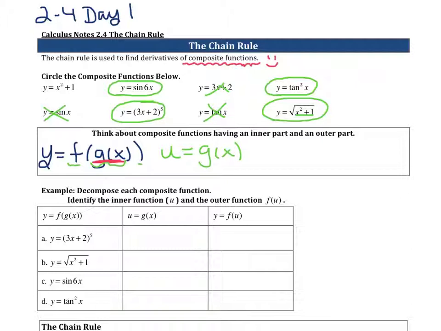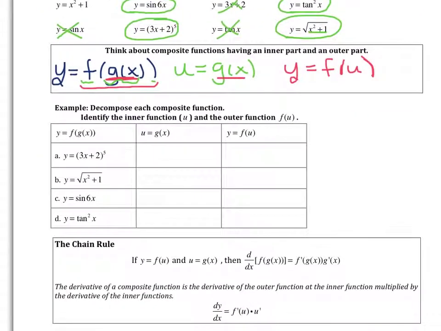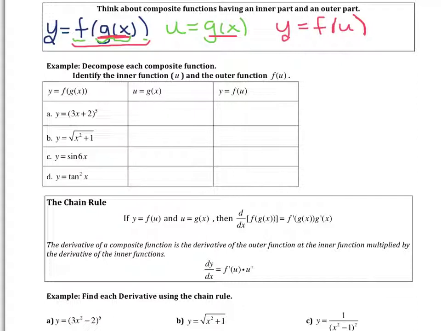And then we're basically going to rewrite this function now using u instead of g of x. So then y would equal f of u. The original function would now be in terms of u. And then at the very end we're going to substitute this back into the original problem, and then we'll have the derivative. So let's talk a little bit more about decomposing each composite function.